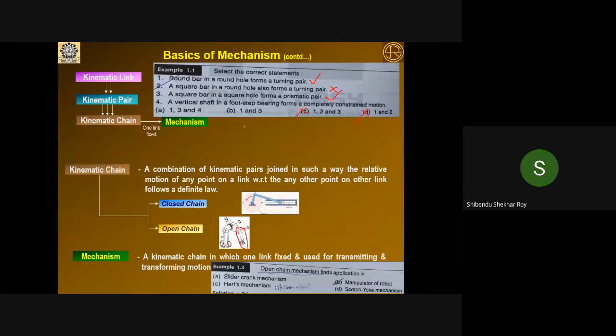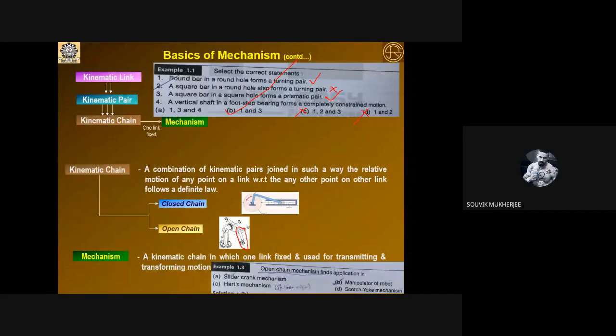But at this stage you cannot say, but a vertical shaft in a footstep bearing forms a completely constrained motion. It is a false statement, which you will learn afterward. That means the answer will be B, 1 and 3. B will be your answer.